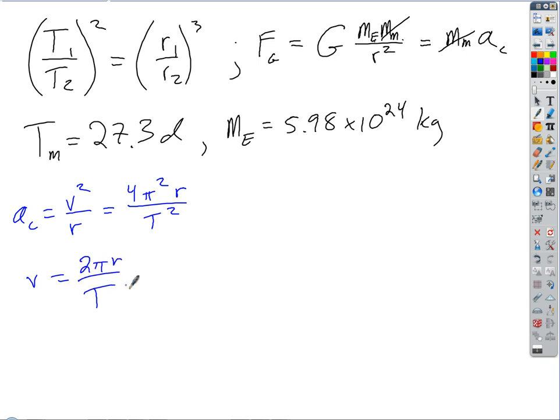Over the time, which by definition is t. So that's everything we need to know. That is chapter 7 in a nutshell, isn't it? Minus torque, I guess. Right. Okay. So what can we do with this then?